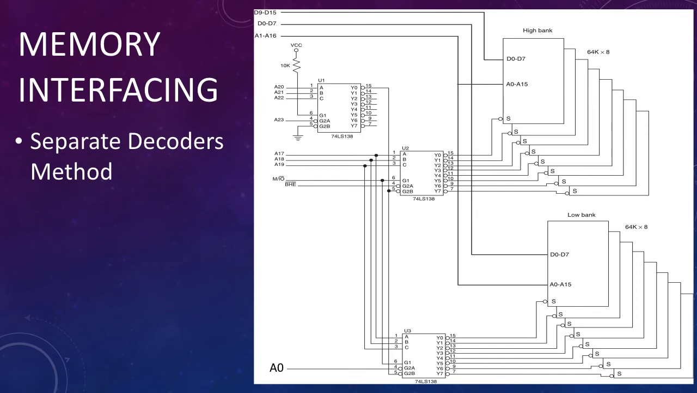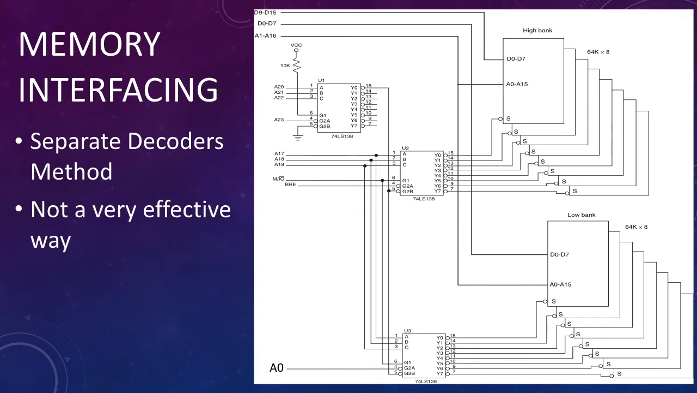You can observe here we have high bank and low bank. A number of memory devices are there for the higher bank as well as the lower bank. And we are using separate decoders for both the banks. Right? You can see one decoder is enabled by BHE bar signal, another decoder is enabled by A0 signal. So when A0 signal is low, then lower bank is selected. When BHE bar is low, higher bank or odd bank is selected.